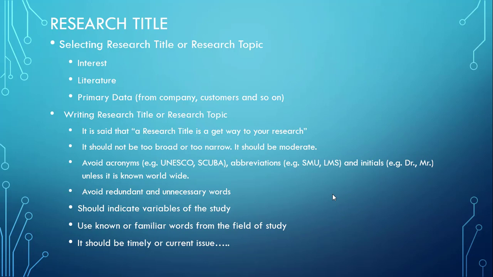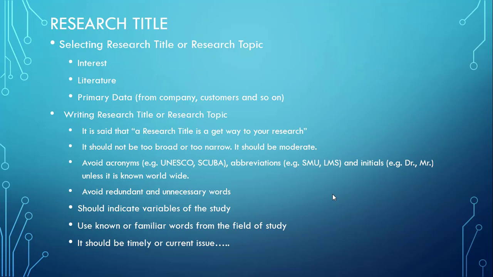The third criterion in writing your research title or your research topic is that you should avoid redundant and unnecessary words. Sometimes there are unnecessary words, so you should avoid these redundant words in your title. You should not use some words over and over again in your title. It will make it a little bit unattractive, so you should avoid those things.